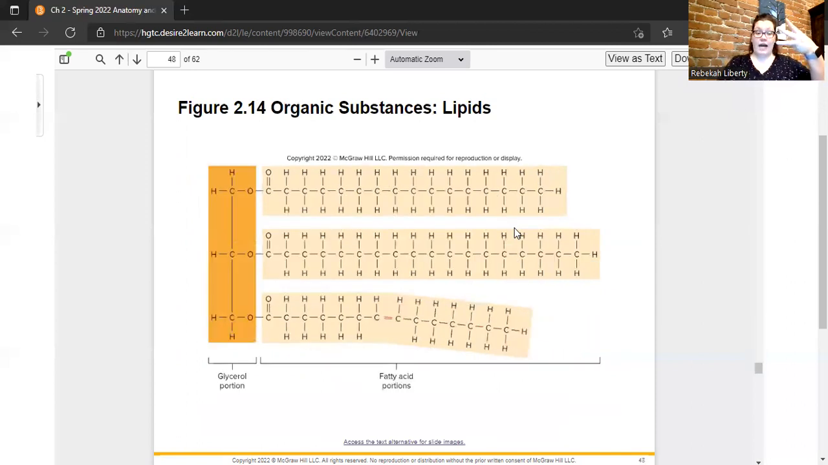A triglyceride looks like an E. It has a glycerol backbone. It actually is half of a sugar. So it's 3 carbons. And it has these long fatty acid chains, well, short, medium, or long, coming off of it. Okay, so that's what a lipid looks like.